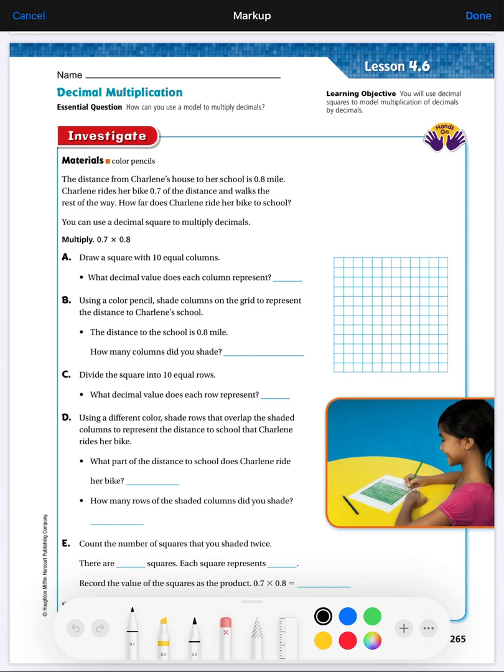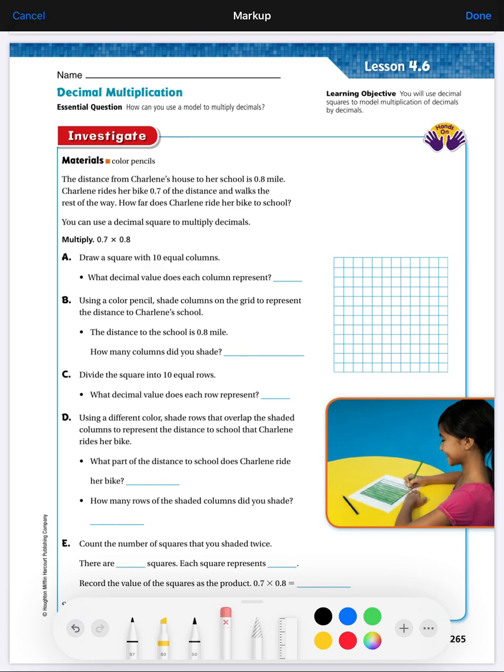So here on page 265, we are going to be moving on to decimal multiplication. So we've already done some decimal multiplication, but today we're expanding on that a little bit. We're going to be reading a few story problems and looking at this a little more in depth, okay?